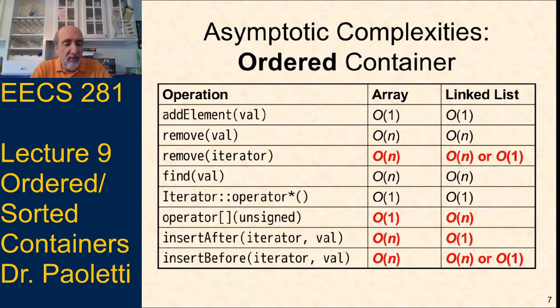For a remove given an iterator, for an array it'll be O of n. The reason for that is that even though I've got an iterator, I might have to move everything else over that comes after it. So I could get lucky. I could be O of 1 if it's at the end, but if it's in the middle, it's O of n. If it's the beginning, it's O of n. So we're looking at worst case. And I suppose the slide should say that: asymptotic worst complexities.